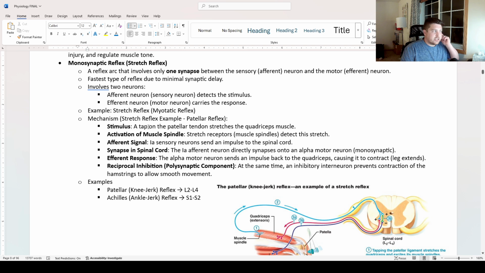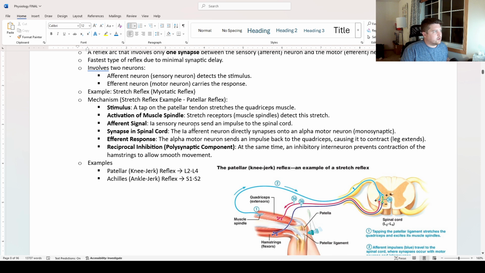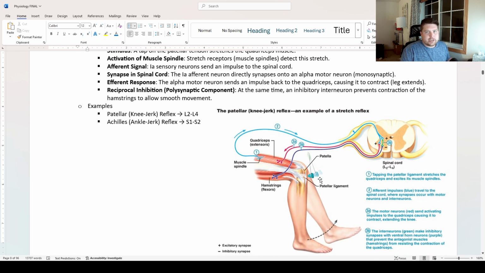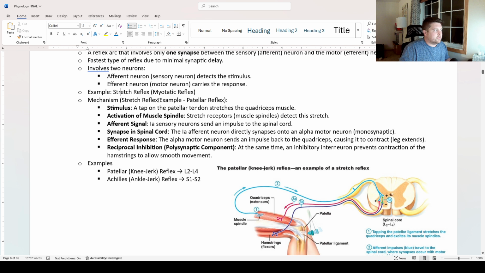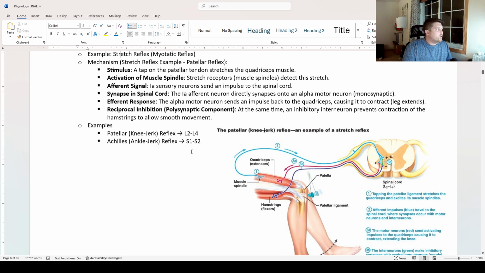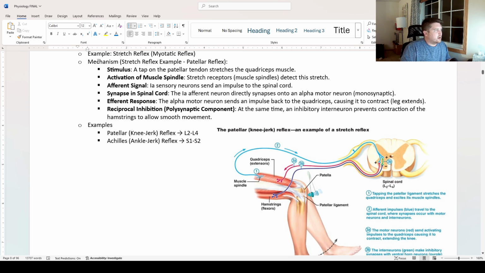A good example of this is the stretch reflex, also known as the myotatic reflex. This is our knee-jerk reflex, our patellar tendon deep tendon reflex that we test on patients. This is the prime example of our monosynaptic reflex. With the reflex, we have the mechanism, or what's called the reflex arc.